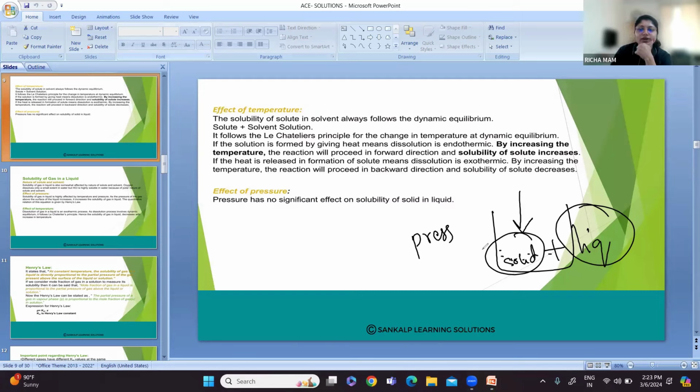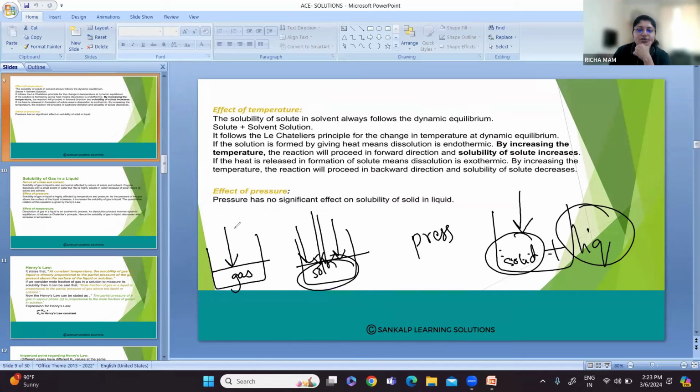But when a solid is dissolved in a liquid, it is a solution. Suppose I have a solution and I'm applying pressure externally. Does the solution have an effect? No. If you take a gas and put pressure on it, there will be some effect. But on solid and liquid, you can say there is no effect of pressure.